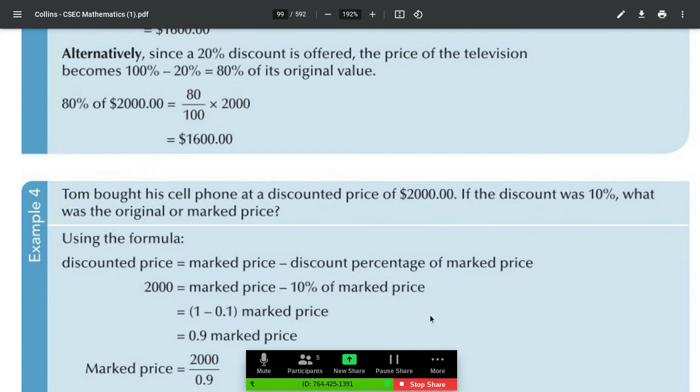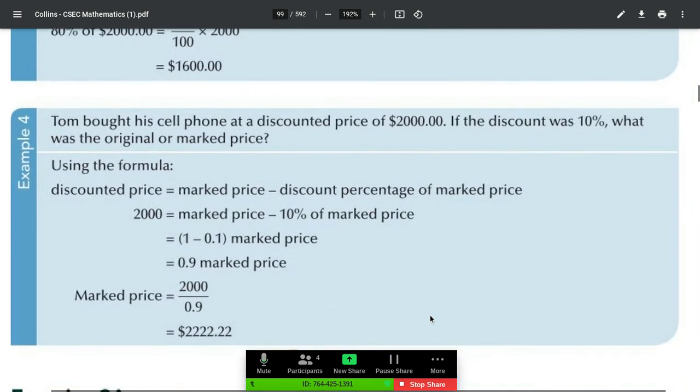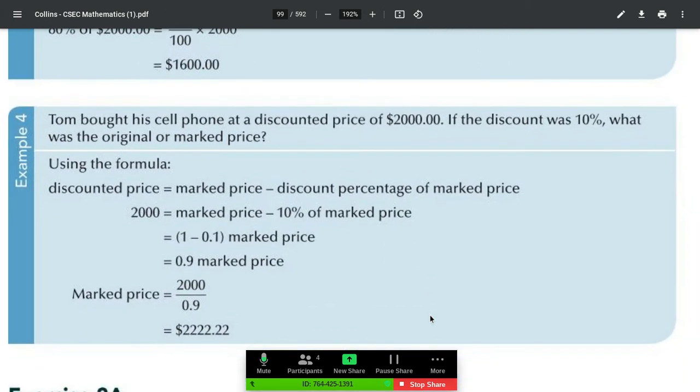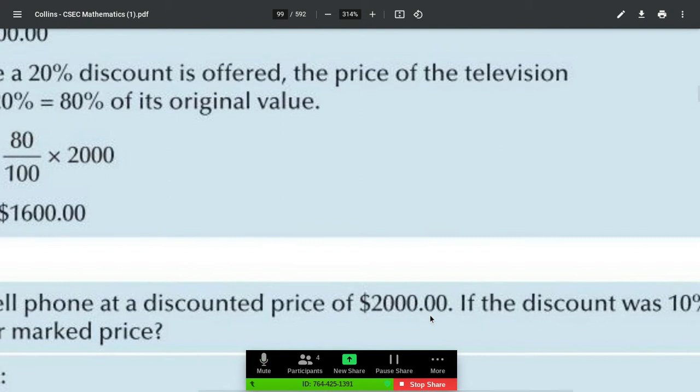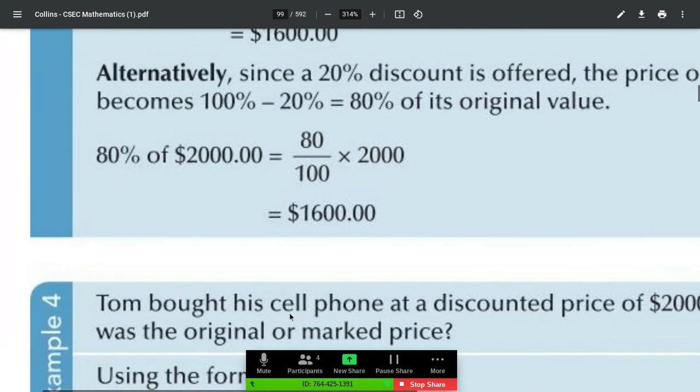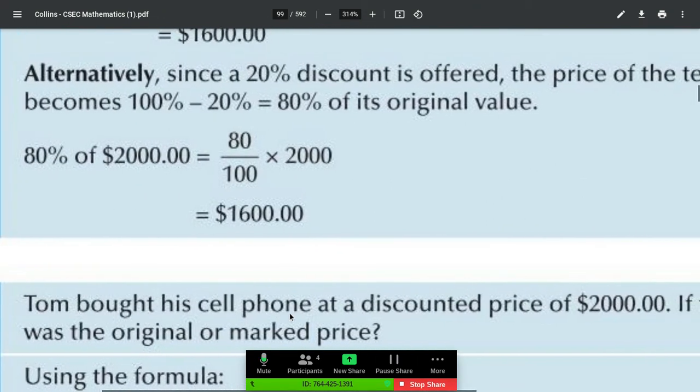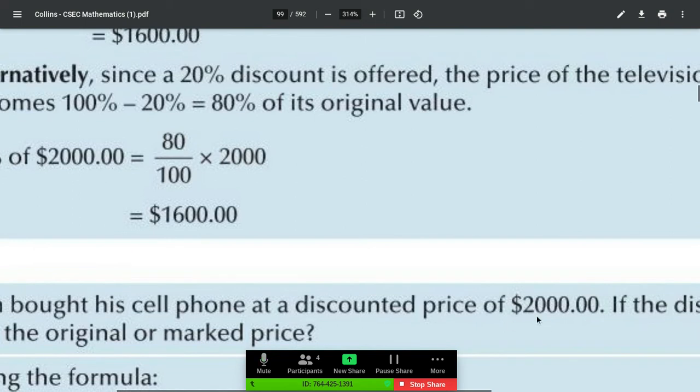All right. So let's do the next question. It says, Tom bought his cell phone at a discounted price of $2,000. We're not going to look at the answer yet. We're going to work this out together. Tom bought his cell phone at a discounted price. This is not the original price. So that means, would the original price be more or would it be less than $2,000?